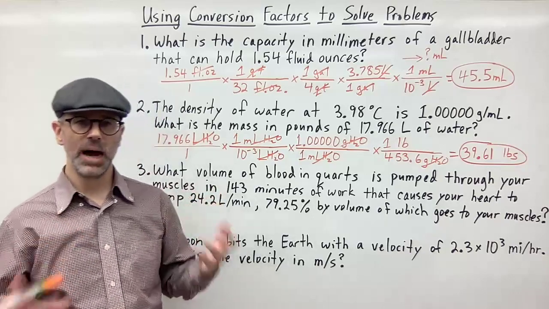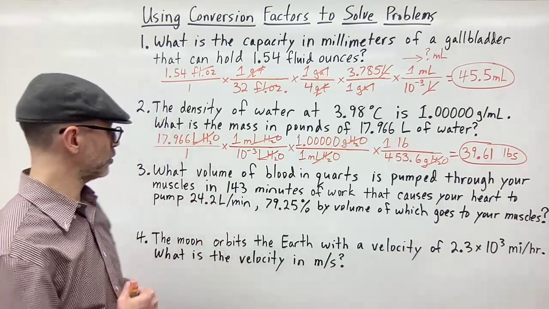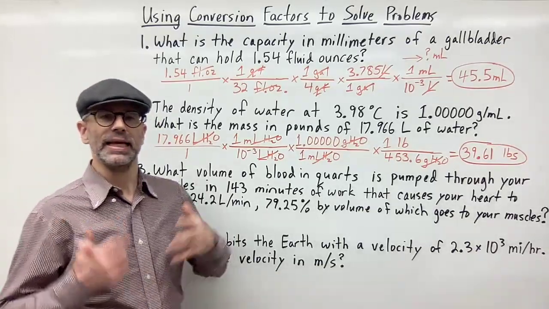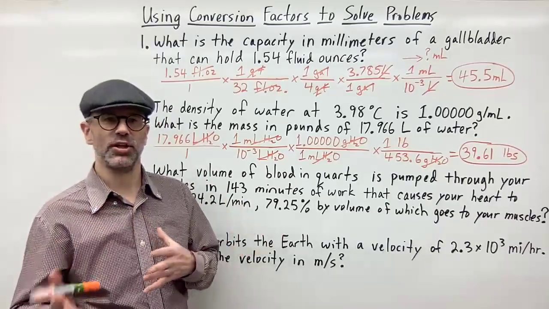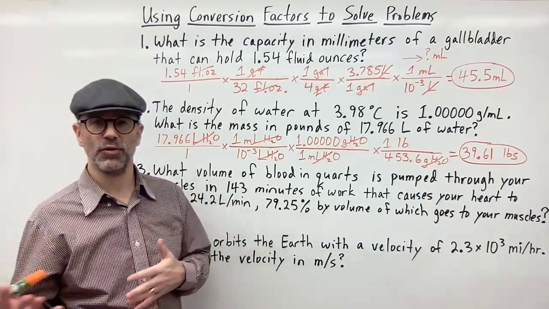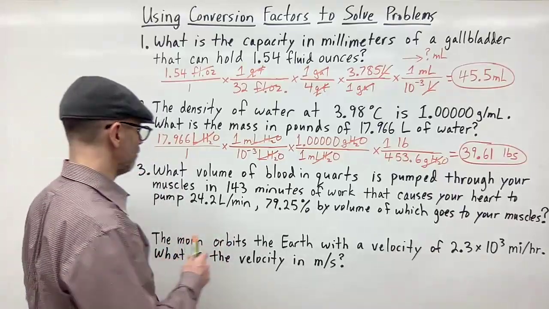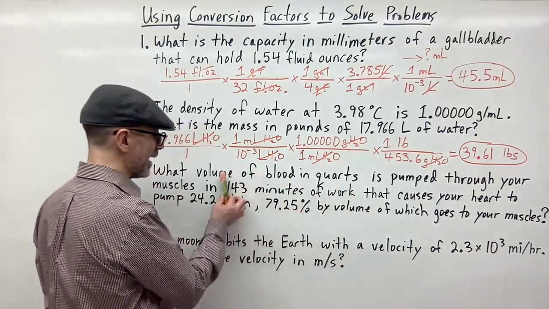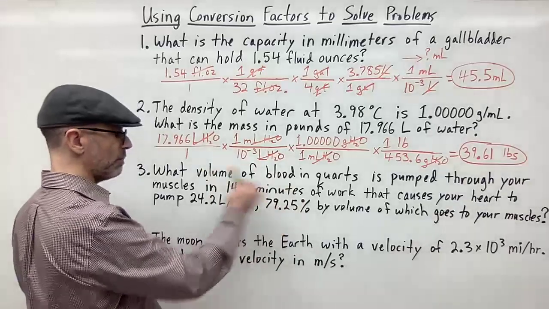So that's a mouthful. Let's go ahead and break this down. Let's pull out the information that we need. So conversion factors, we want to pull out information that has units related to each other that we could use to help us convert from one unit to the other. So here we have this 143 minutes of work. That stands alone by itself, right? So we'll come back to that.